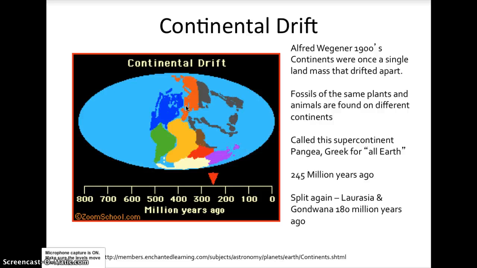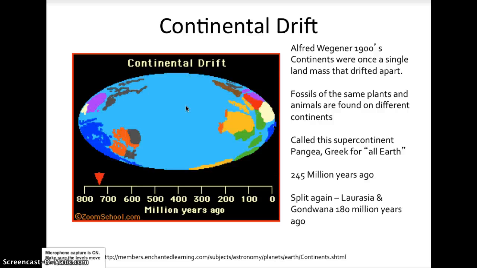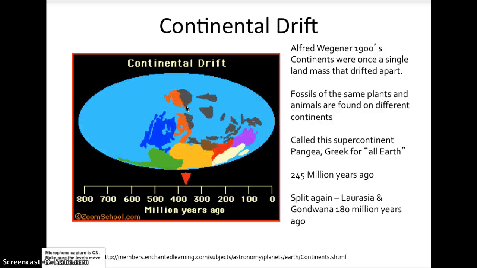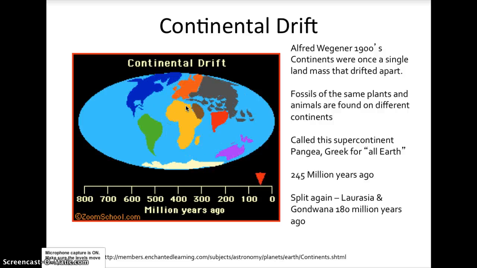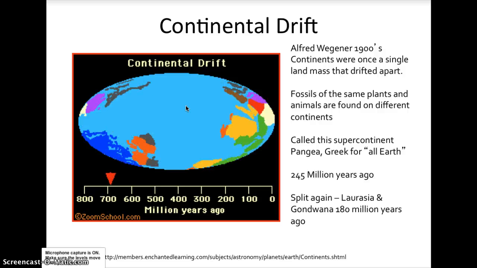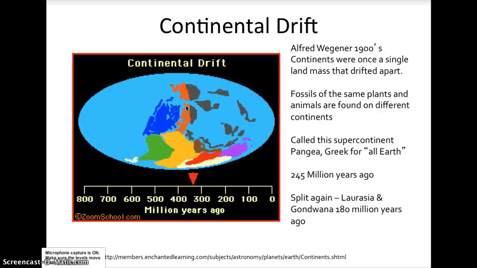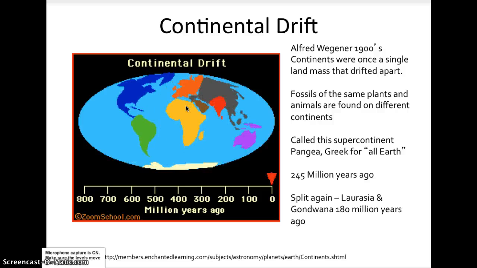So in the beginning, there was one continent. It was a supercontinent. All the land was stuck together, and it was called Pangea. It was about 245 million years ago. Then Pangea split into different continents, Laurasia and Gondwana, about 180 million years ago. I don't know, this GIF doesn't show it very well. It's splitting into Laurasia and Gondwana.